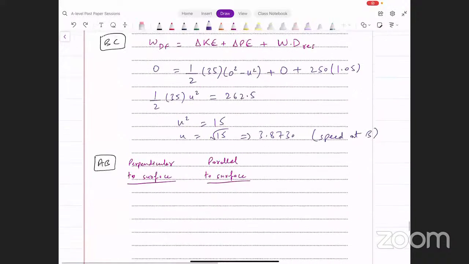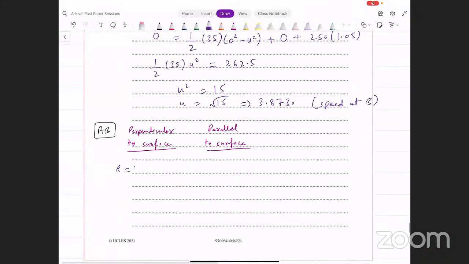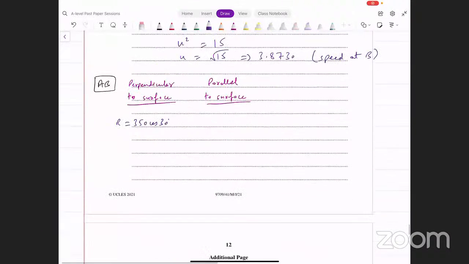So R की value क्या हो जाएगी? R is supposed to be 350 cos 30. ये evaluate कर लें, देख लें आपके पास क्या आ जाता है. Value of R, 350 cos 30. This turns out to be 303.11. Okay, this is the value of R.